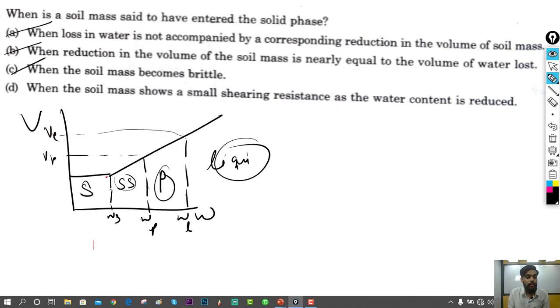Okay guys, before this point, if we decrease the water content, the volume of soil doesn't change. And after this point, if we increase the water content, then the volume of soil also increases. So what is the question trying to say? When is a soil mass said to have entered the solid phase? When loss of water content is not corresponding to loss of volume of soil. Yes, when loss in water is not accompanied by a corresponding reduction in the volume of the soil mass. Exactly. So our option is A for this question.